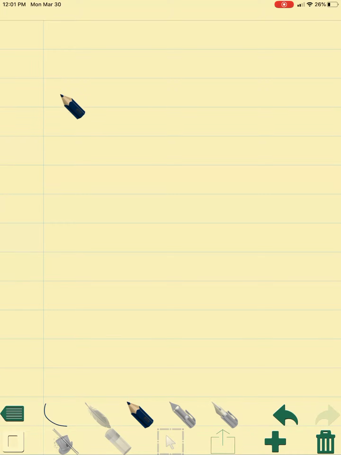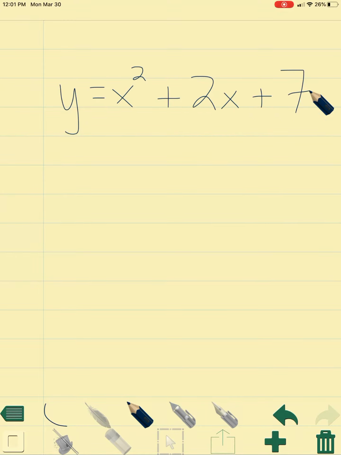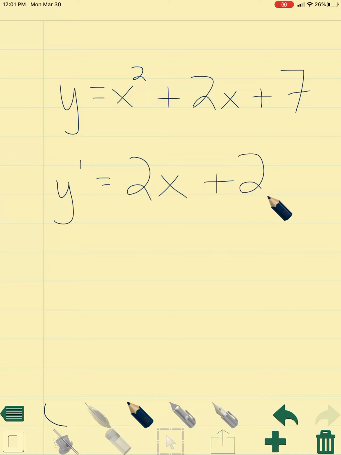But the first one that I want to look at is that first problem, y is equal to x squared plus 2x plus 7. And if I just ask you to derive this, most of you would be pretty good with that. You get 2x plus 2. And just going from here to here, I feel like you guys would be pretty good with that.